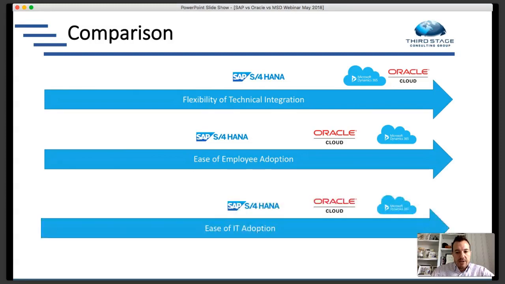And then finally, ease of IT adoption. When I say IT adoption, I mean your IT department. How well will they be able to learn the product and start integrating tools and making changes to the software as they need to over time? I give the slight edge to D365, followed by Oracle Cloud and S4 HANA.